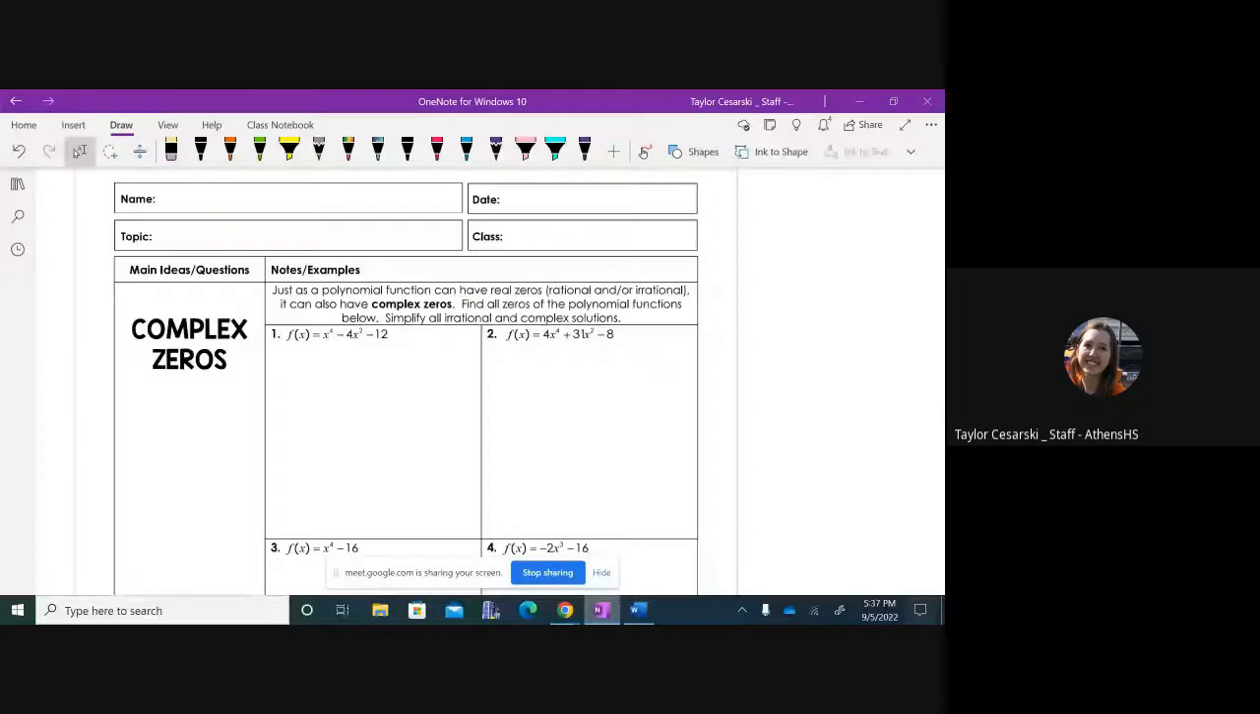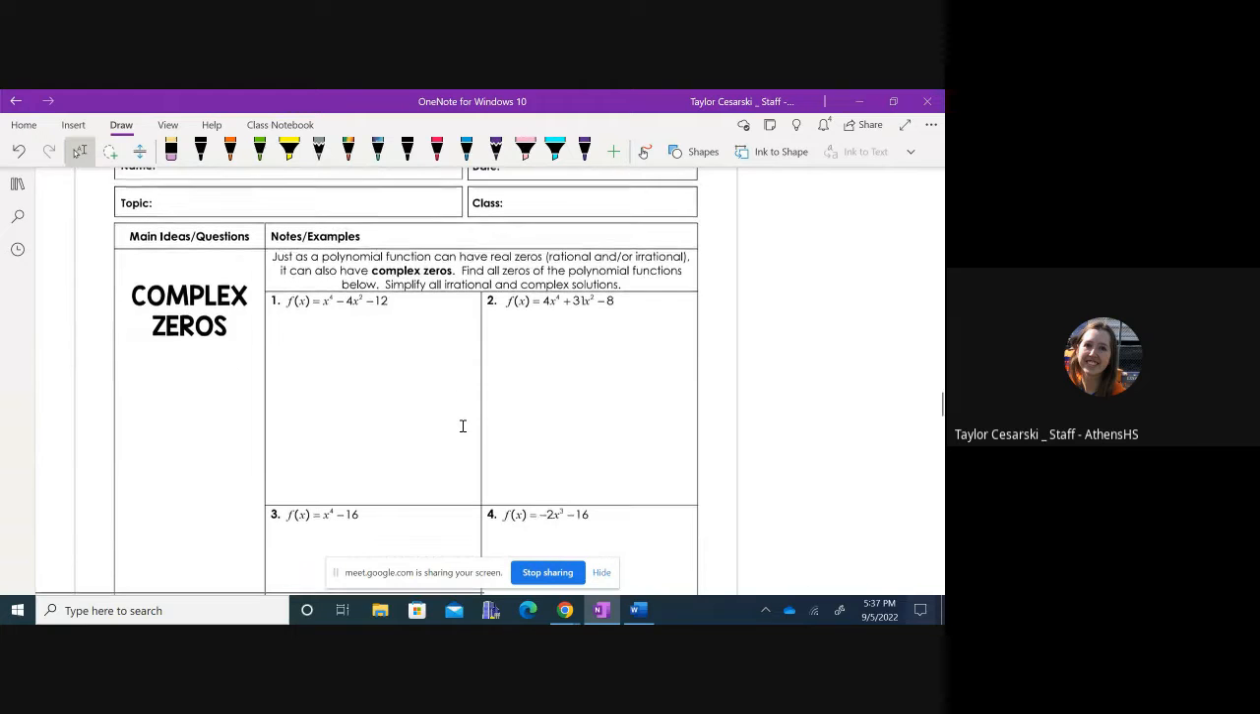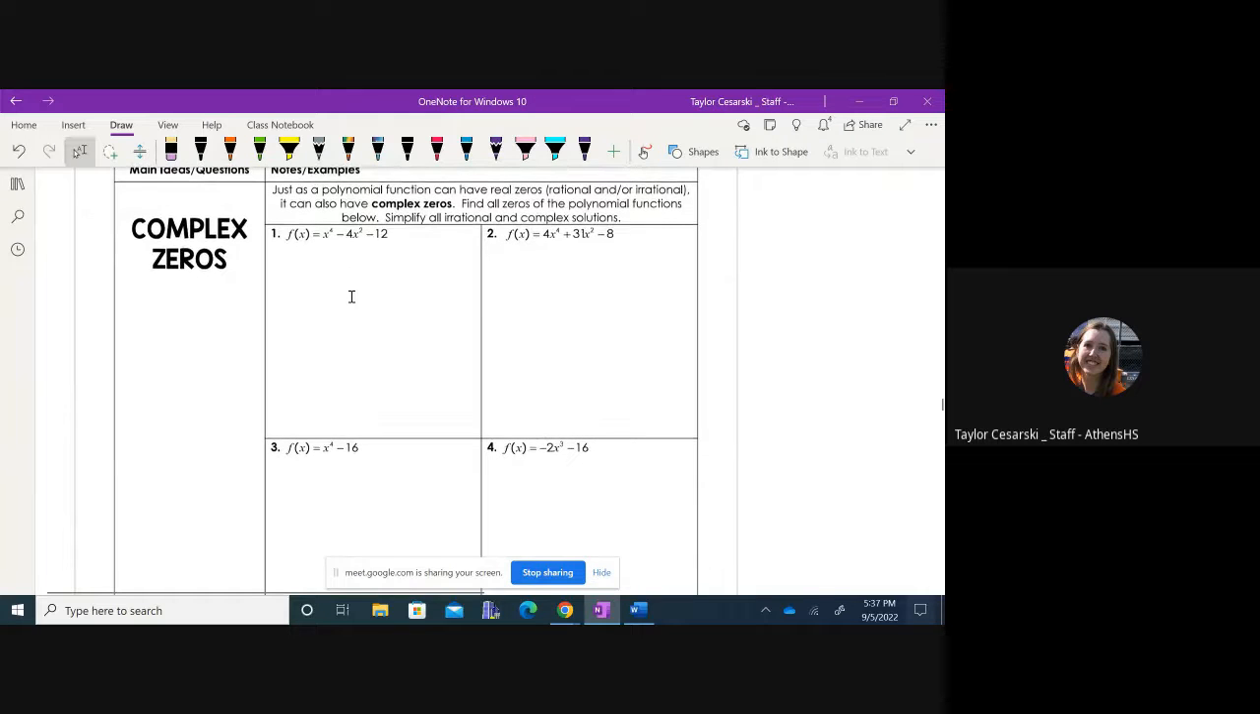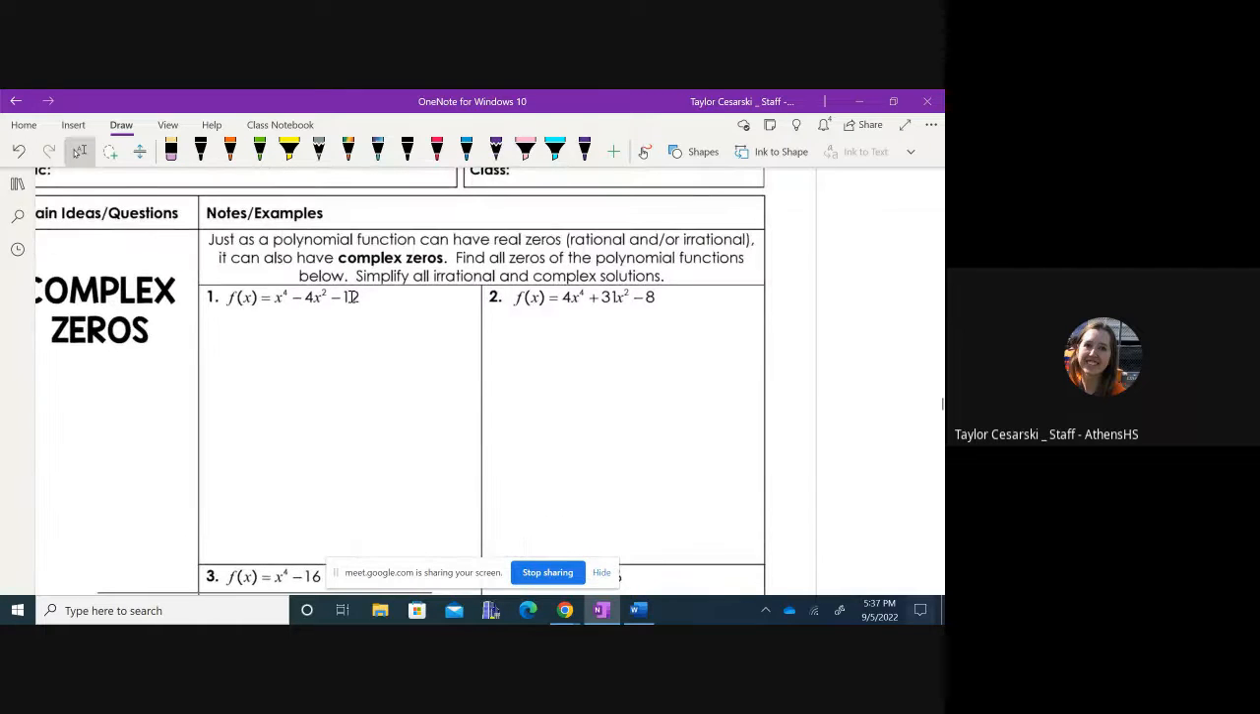All right, so you should be on your notes on the page that says complex zeros. And we're going to go through a few methods of how to do this. Okay. All right, so we're going to go down the left side here and practice. I think all of these you can factor first.